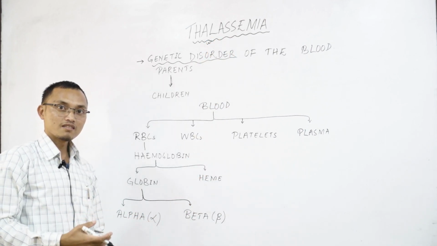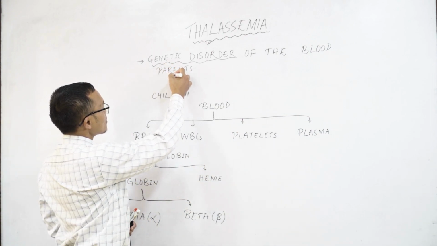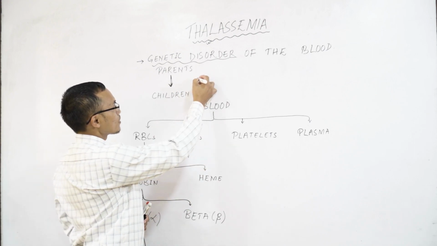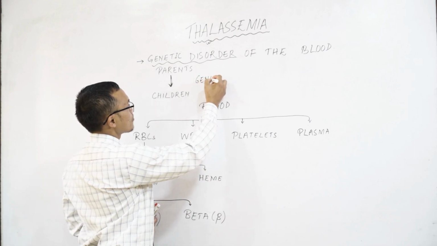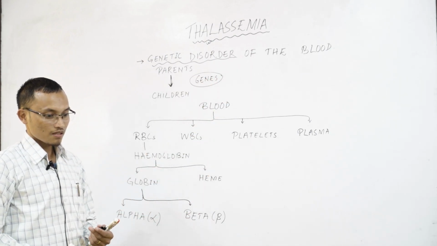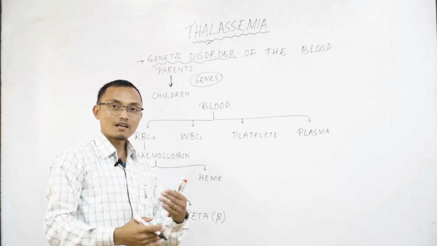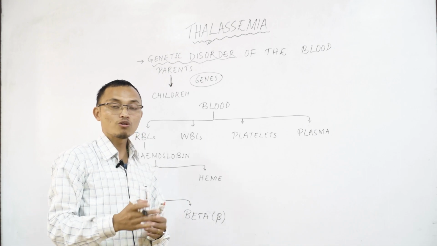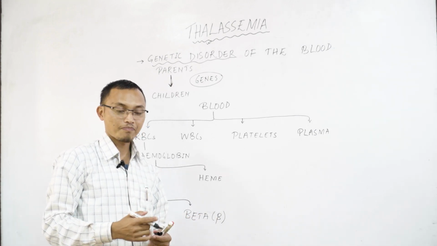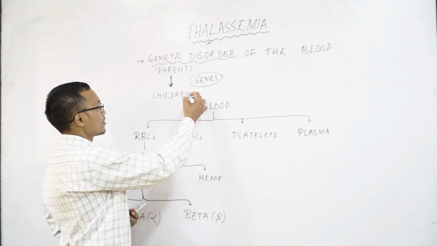Now, thalassemia is a genetic disorder of the blood. So that means this disease is passed on from the parents to the children through what we call genes, which are present in the chromosome. So a child is more likely to be affected by thalassemia if either or both of the parents are affected or are carriers of thalassemia. We will discuss in brief later about the genetics of thalassemia.